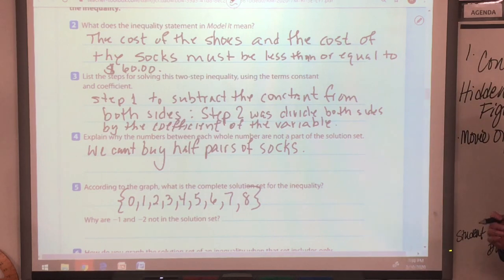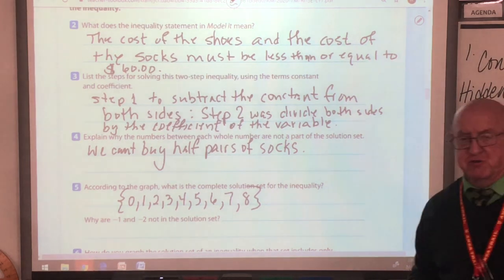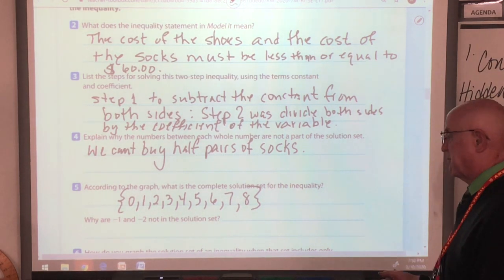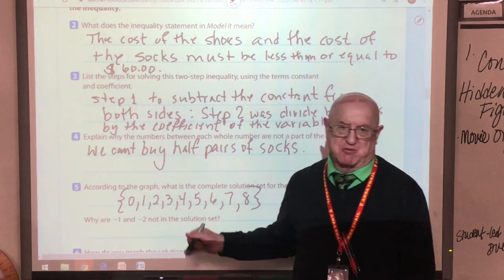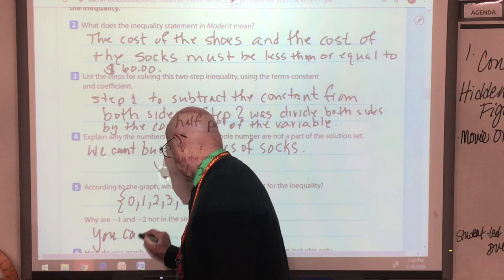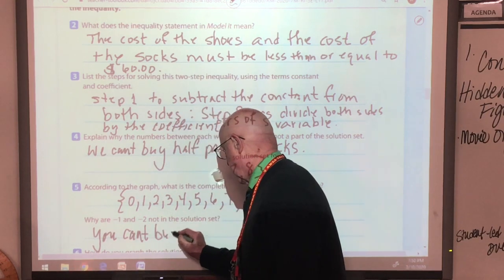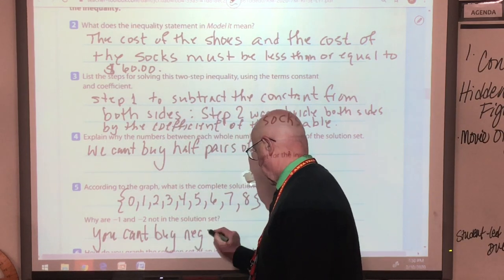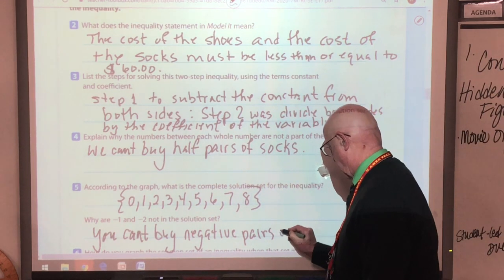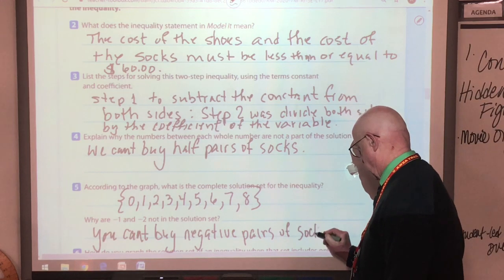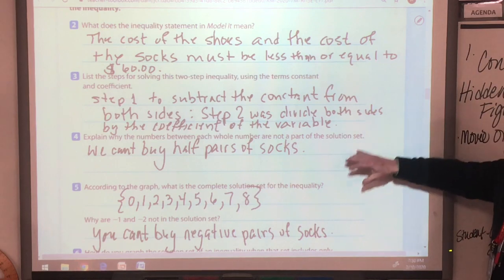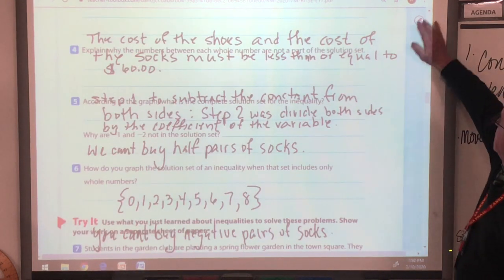The next question says, why are -1 and -2 not part of the solution set, even though -1 is on the graph? The reason for that is simply that you can't buy negative pairs of socks either, right? So, all right, we're going to have to scroll up and then erase this so we can finish this up. So we'll do that.